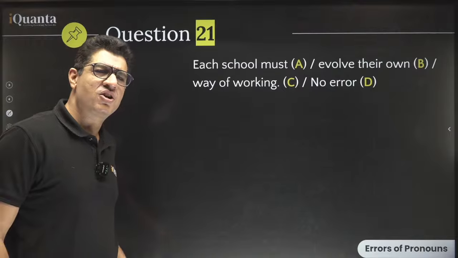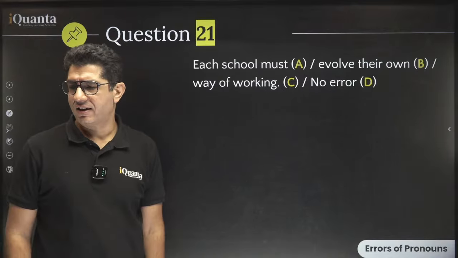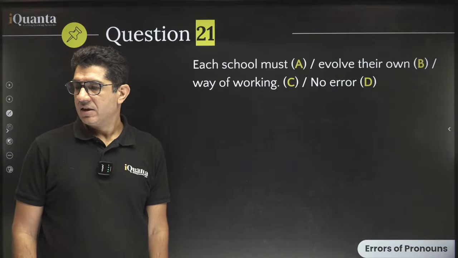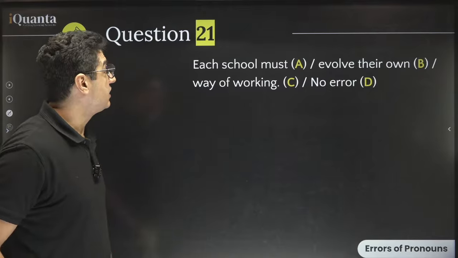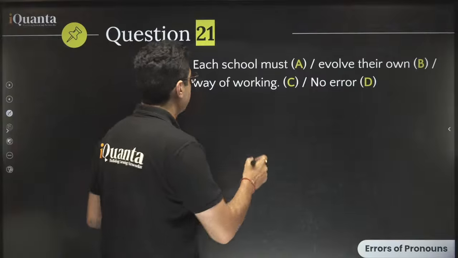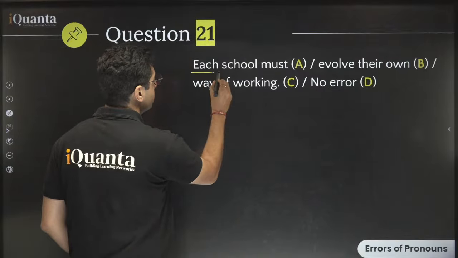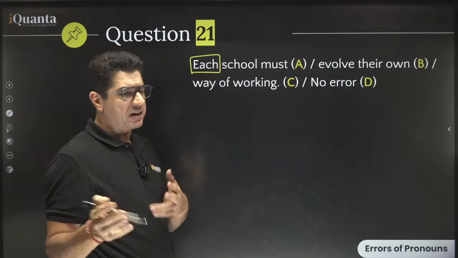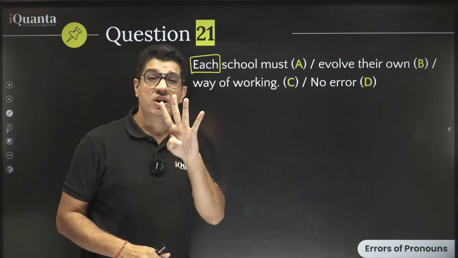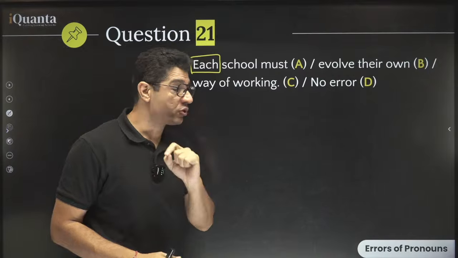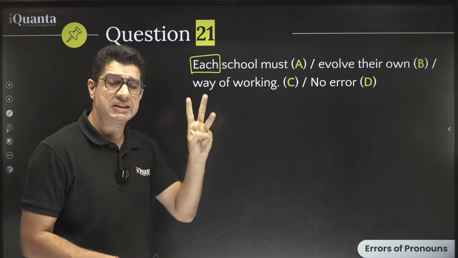हाँ मयंक, नॉर्मली तो ऐसा ही होता है, सही कह रहा है यार. Okay, is it A, is it B? Let's see. Each school must evolve. Now you remember, we've talked about these in our classes, those of you who attended. There are 4 pronouns which are called distributive pronouns. Which 4 pronouns? Each, every, either, neither.